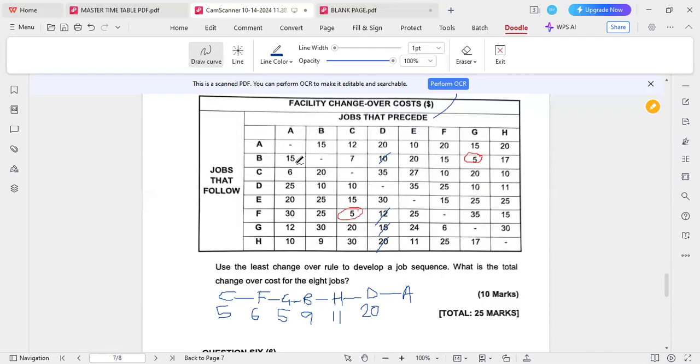The smallest cost in A is 6, but C is already worked on. Then H is 10, already worked on. Then G is already worked on, and B is already worked on. Then we go to E, which is not worked on. So there's a 20 at E, and we go to E. Are we together there?